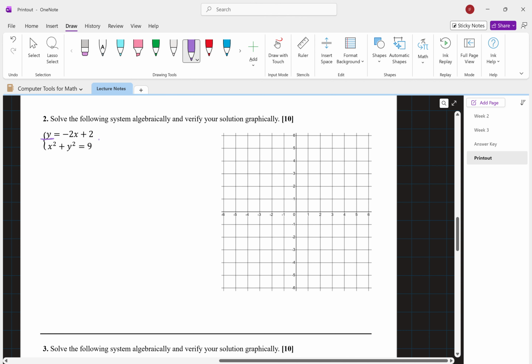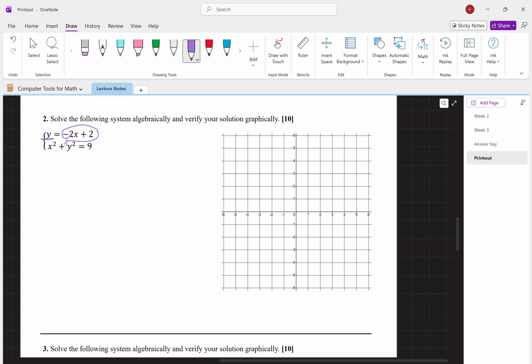We already have our y isolated, so we're going to plug this value of y into our second equation. So we're going to get x squared plus negative 2x plus 2 squared is equal to 9. We're going to FOIL this out, square that, and we're going to get x squared plus 4x squared minus 8x plus 4 is equal to 9.